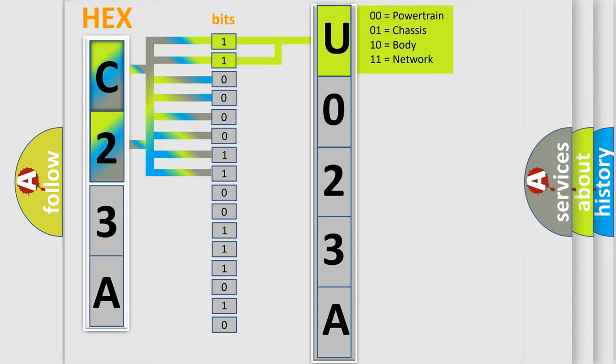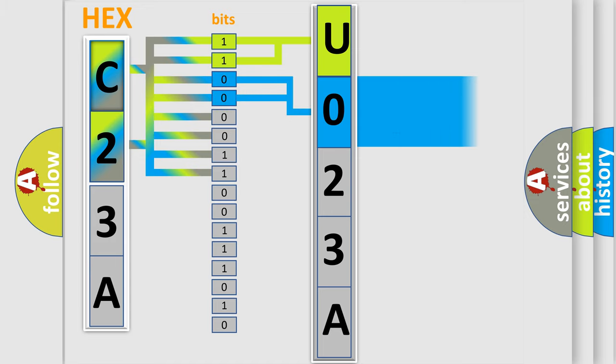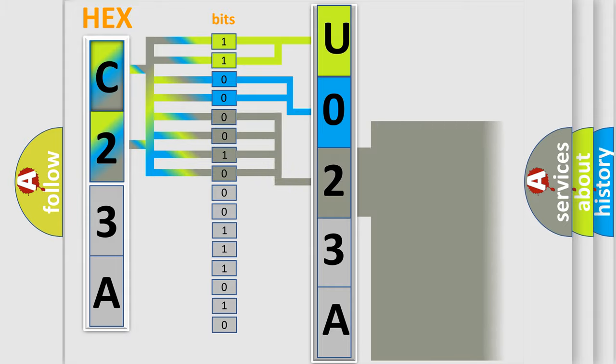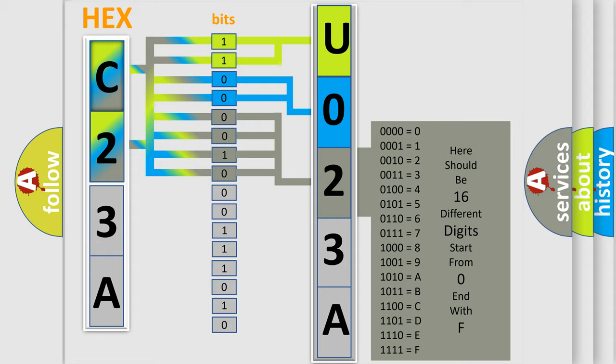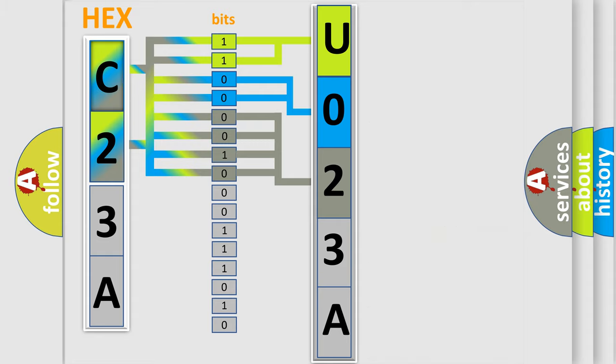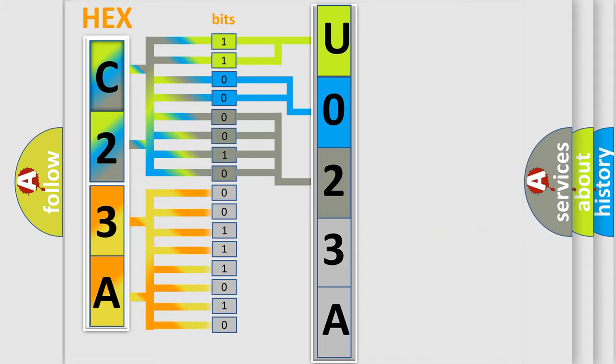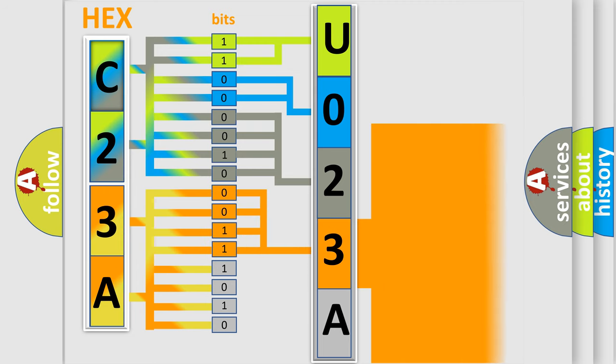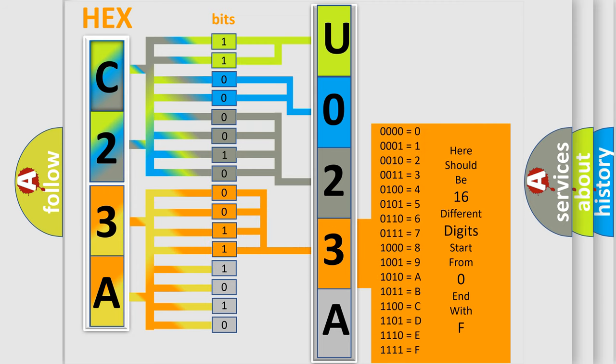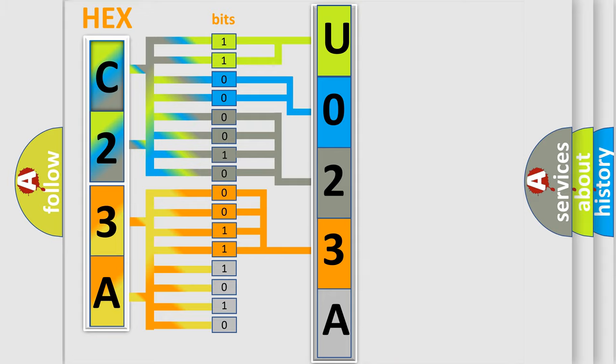By combining the first two bits, the basic character of the error code is expressed. The next two bits again determine the second character. The last bits of the first byte define the third character of the code. The second byte is composed of a combination of 8 bits. The first 4 bits determine the fourth character of the code. And the combination of the last 4 bits defines the fifth character.